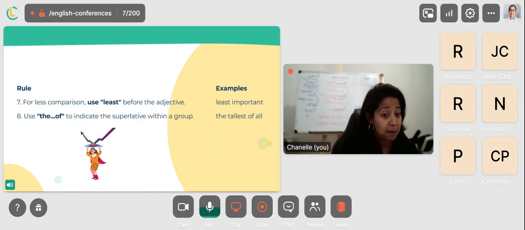For less, we now use the word least before the adjective. So it is least important. It is less important, and that becomes least important. We use the and of to indicate the superlative within a group. For example, the tallest of all. That means he is the tallest compared to the group.